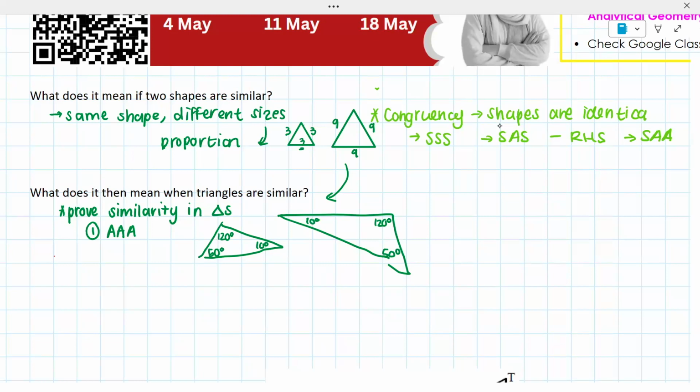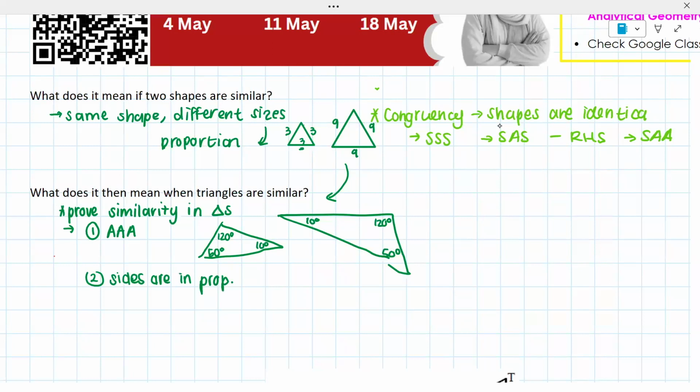This is the most common way that similarity is proven. I'm not saying it's the only way, but it is the most common and most often asked method of similarity proof. The second way we can prove that triangles are similar is to show that your sides are in proportion.